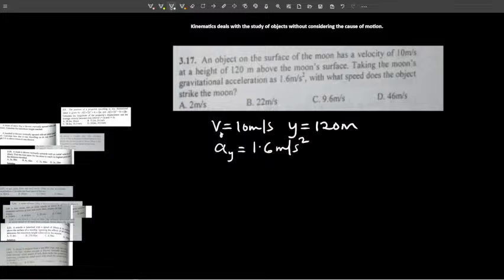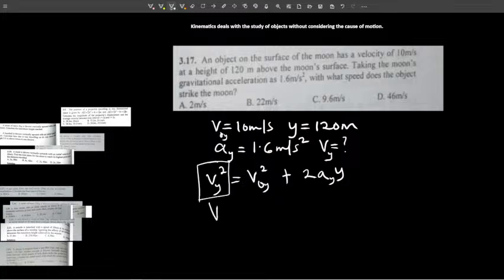With what speed does the object strike the moon? I'm looking for the speed v, which the object used to strike the moon. That is vy. All these are in the y direction. So what will be my formula? My formula is going to give me v square equals v naught square plus 2ax, but our x now is y, so 2ay. So I'm looking for this.